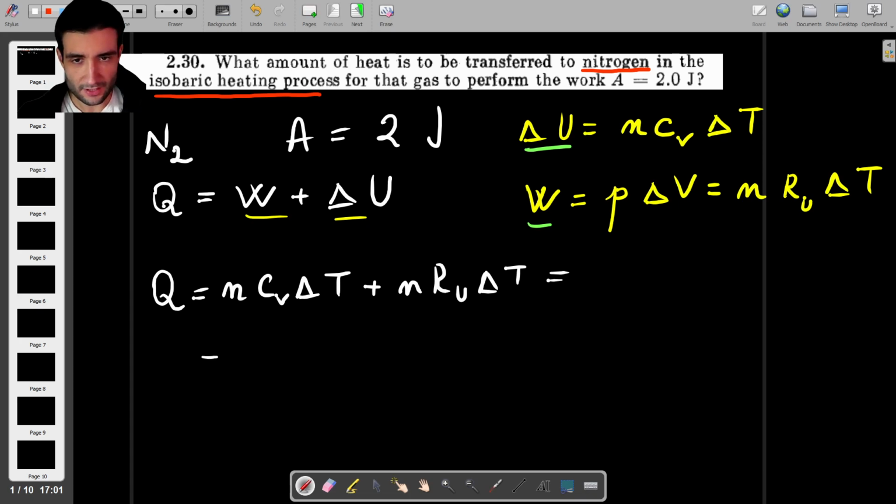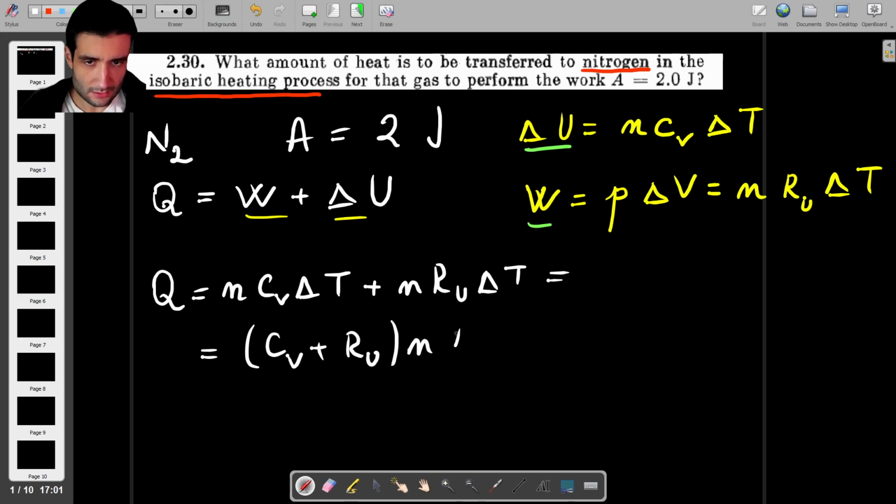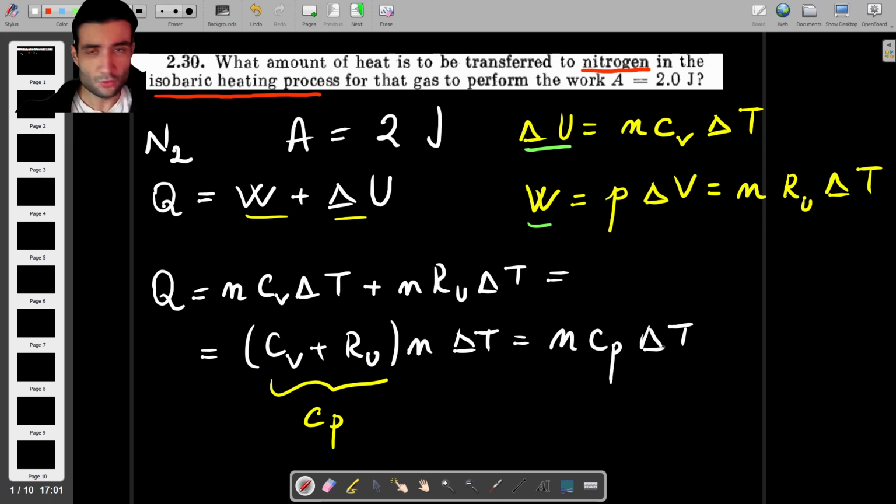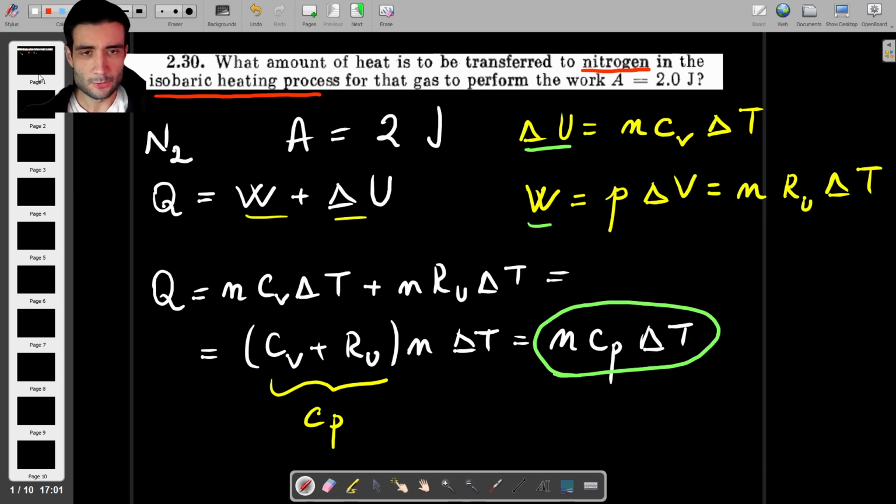So now we can factorize n and delta T. We're left with Cv plus Ru times n delta T. And of course, we know that Cv plus Ru is just Cp, the specific heat at constant pressure. So this is n times Cp times delta T. And you could get this formula from a formula book if you want. We could have actually started the problem from here, but I just wanted to do this quick derivation as a reminder, I guess.